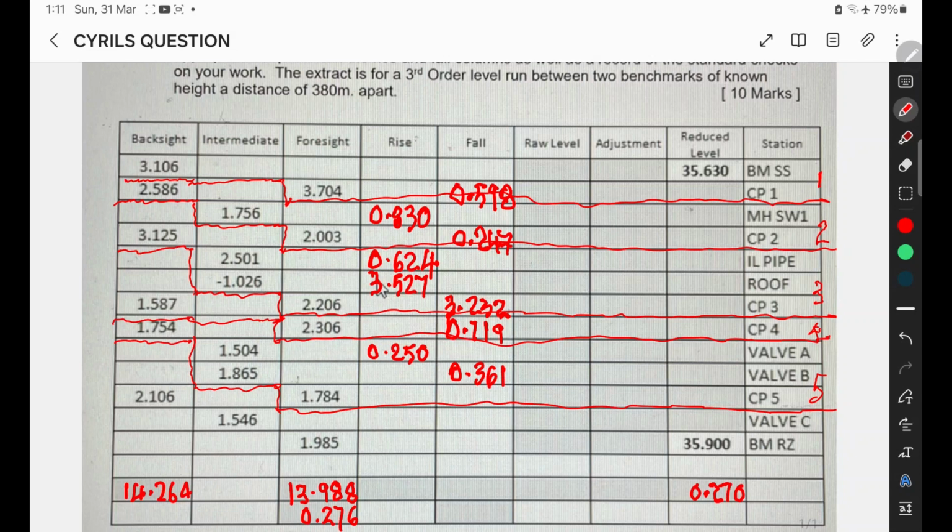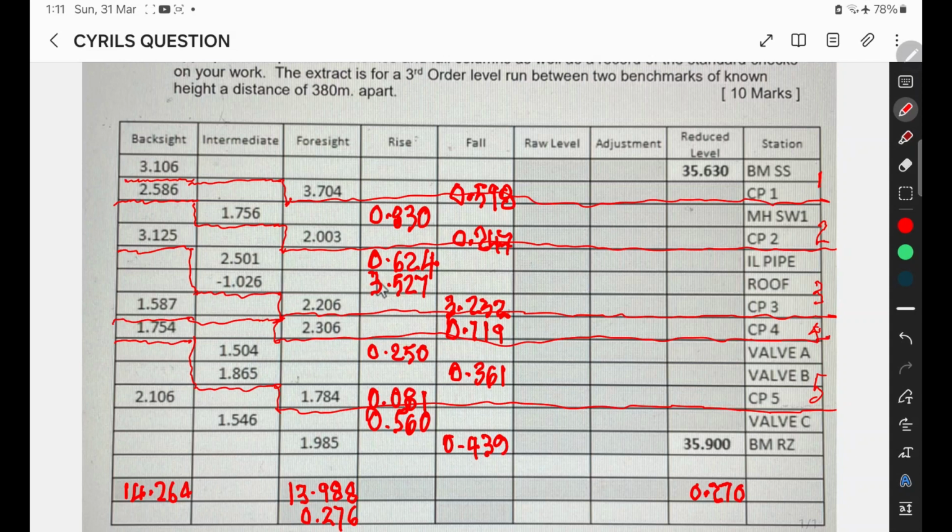Okay, and the next, 1.865 minus 1.784, that's going to be a rise, 0.081. Then 2.106 minus 1.546, 0.560. And then 1.546 minus 1.985, that is going to be a negative, and that's going to be 0.439.